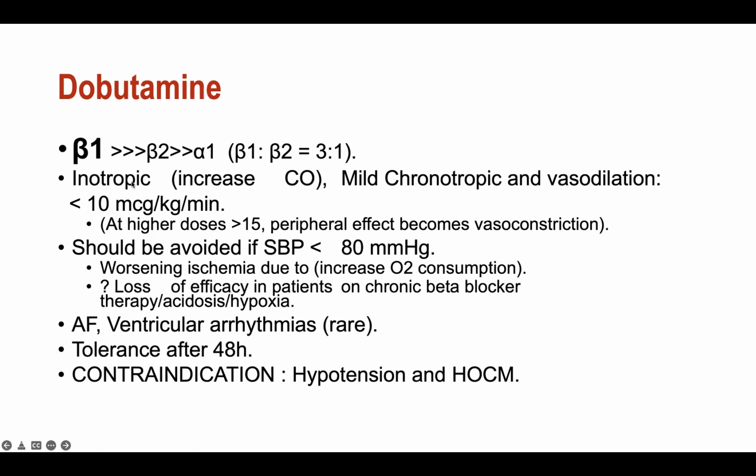Then we look at dobutamine. Dobutamine is primarily beta-1. It's significantly more beta-1 than beta-2. Beta-1 is inotropic, beta-2 is chronotropic for heart rate, and mild vasodilation at less than 10 mics per kg per minute. At higher doses, the peripheral effect now becomes vasoconstriction.